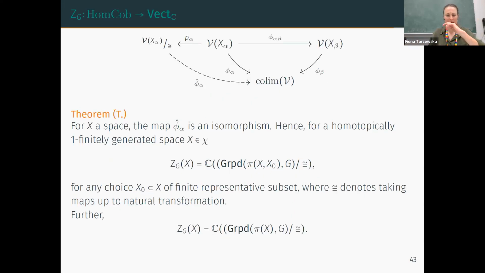And then the rest of my slides are just examples of this calculation and what we get in specific situations. But I think I've run out of time, so I'll stop there.